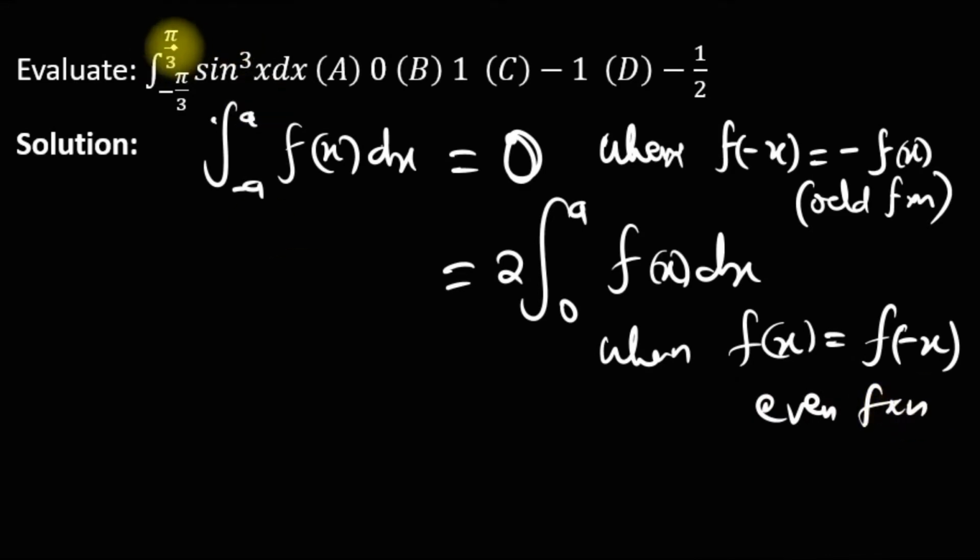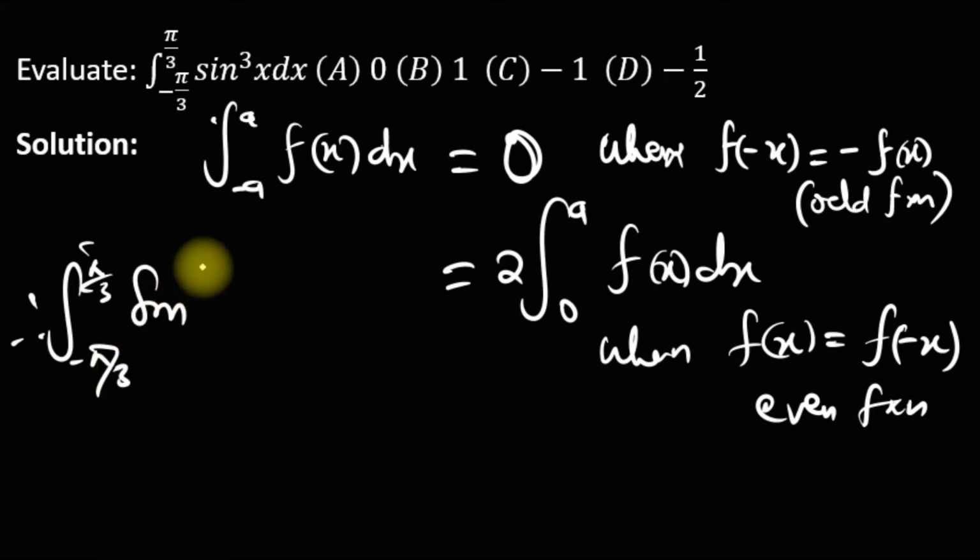So using the same property here, our answer is 0 because what is here is from minus a to a, and sine is always an odd function. So the answer is 0. Therefore, the integral from negative pi over 3 to pi over 3 of sine cubed x dx is 0, because sine is an odd function.